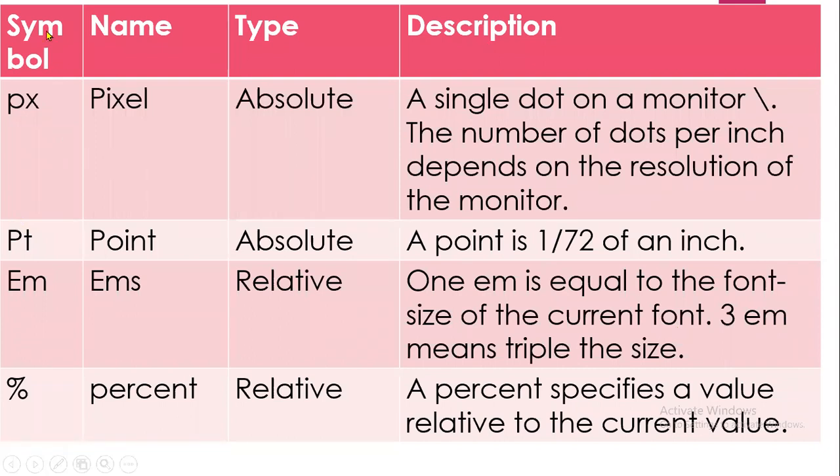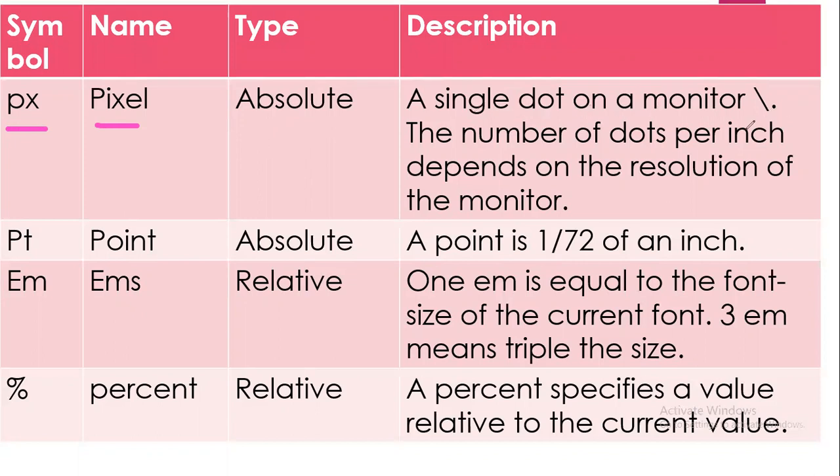Here we have the headings. You can see symbol, name, type, and description. Okay, you can see here the first is px. Px stands for pixel. It is of absolute type, means to say that whatever value you define for the font size, it will be fixed. It cannot change as per any other term. It does not refer to any term. It is the fixed value.